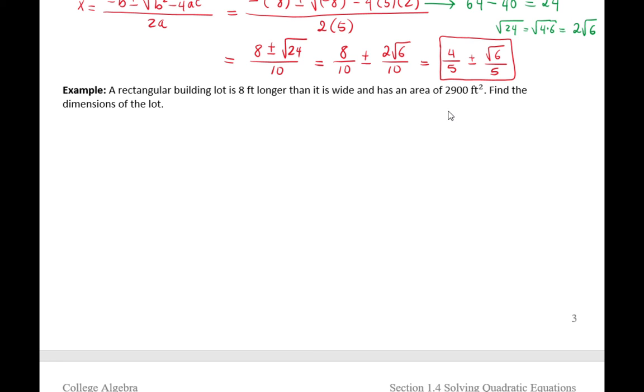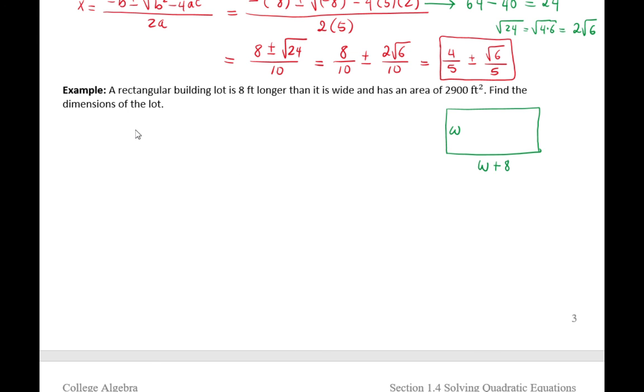So this is like you have a rectangular lot, and the shorter side, if you call it W, then this side will be simply W plus 8. And the area for this lot is given to be 2,900 square feet, and that's a quadratic equation. You'll see in a minute.